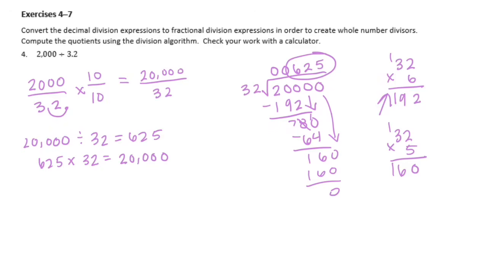So then our original problem, that was 2,000 divided by 3 and 2/10, is also equal to 625. And 625 times 3 and 2/10 would be equal to 2,000. Number 5.